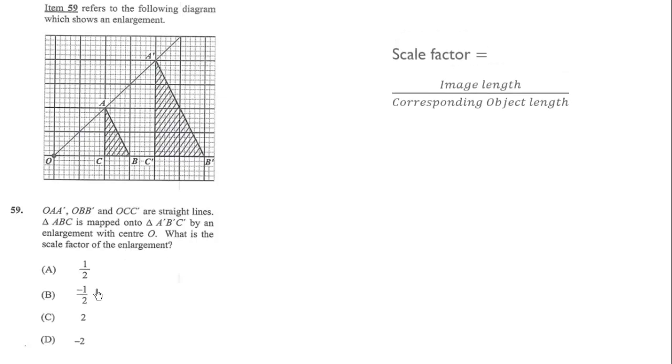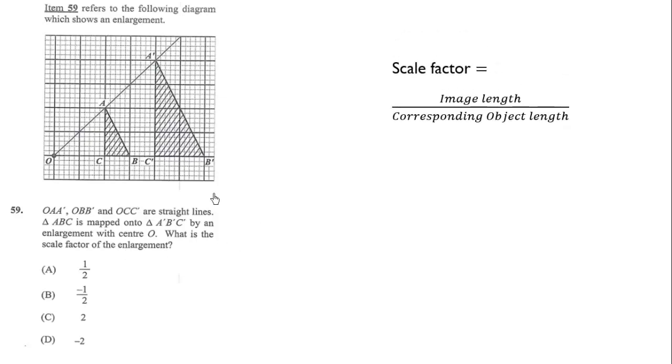To find the scale factor, we find the image length over the corresponding object length. So we can use this length, C prime A prime over CA, which will give you 4 units over 2. Or you can use C prime B prime over CB, which is 2/1, and that will give you 2. So the scale factor is 2.